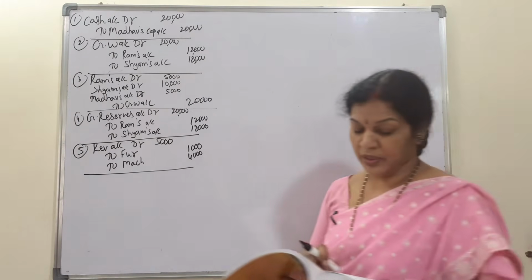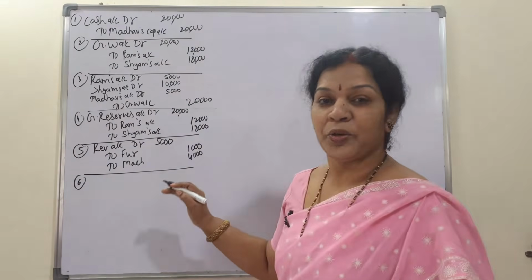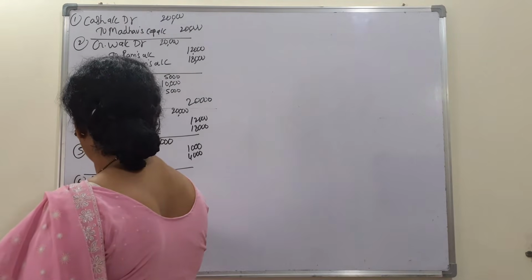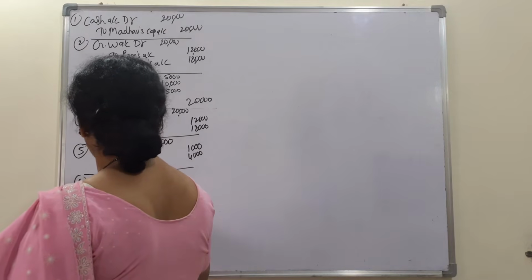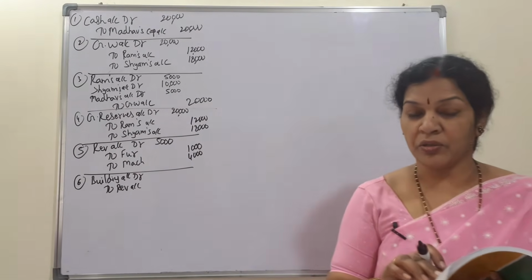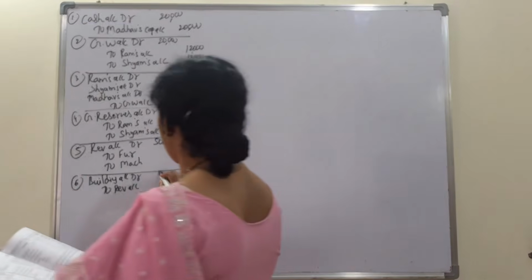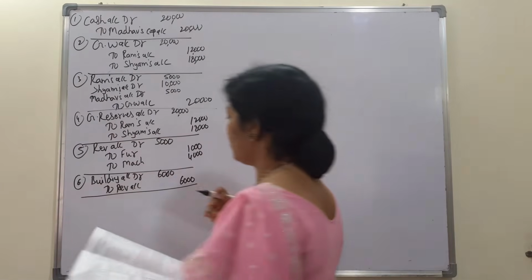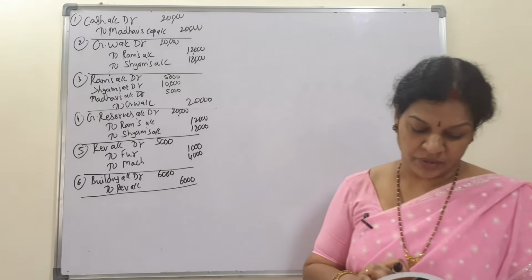Next, appreciation of building. Appreciation of building, reverse of this. Building account credited to revaluation account. How much is the appreciation value? 20% on the building. Building value is 30,000. 30,000 10% is 3,000. 20% means 6,000. Being appreciation of the building transferred to the revaluation account. That's all.